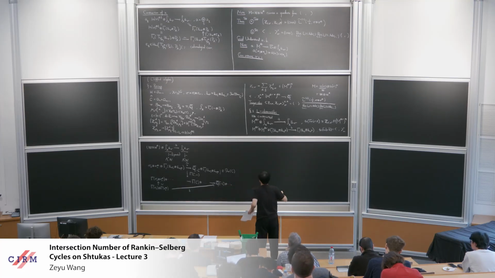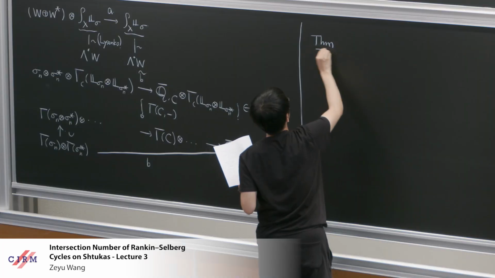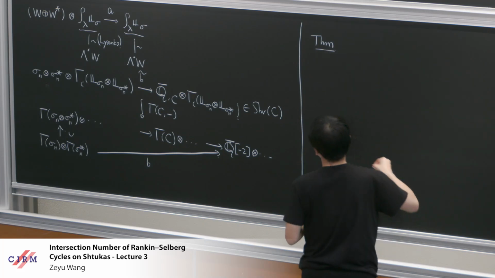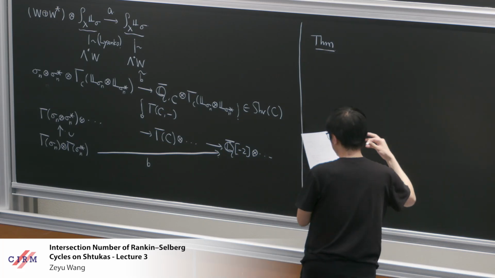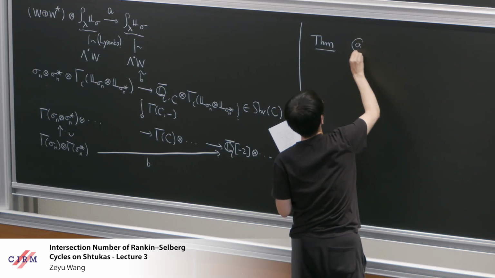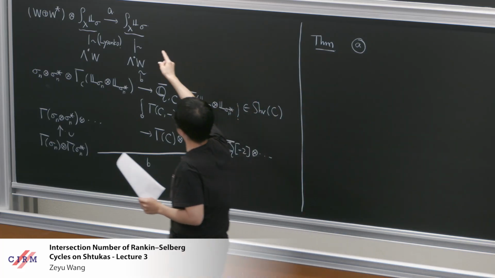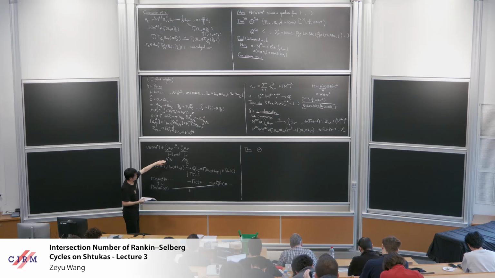Okay, so now I'm going to state a theorem, with no superscript Shtukas, which means that it's independent of the Frobenius. So there are still two statements, A and B, and A is about a description of this map A. I think you can already guess what this map should be.